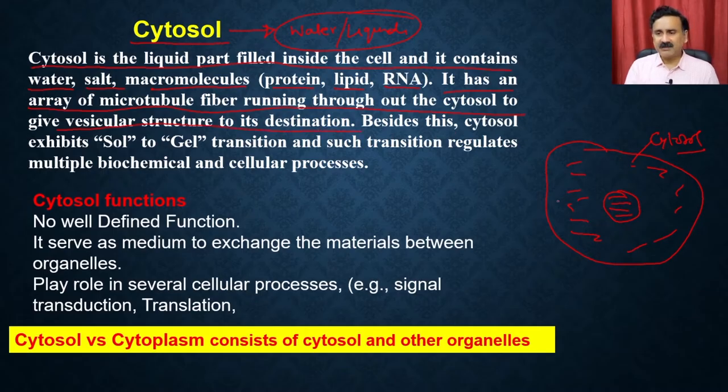So within the cytosol you have different types of microtubules running, right? These microtubules are actually making the roads within the cytosol, and on these roads the vesicles are moving, and that's how they are delivering their content. Just like when you order material from Amazon or Flipkart, and then the delivery guys come to your place. But how do they come? They come because there is a road to your home, right? And that's how they come, using this road.